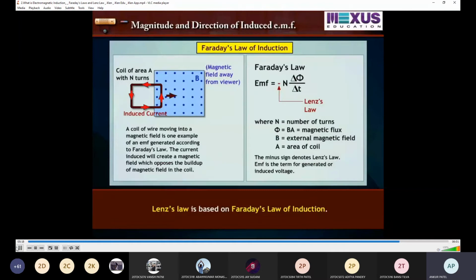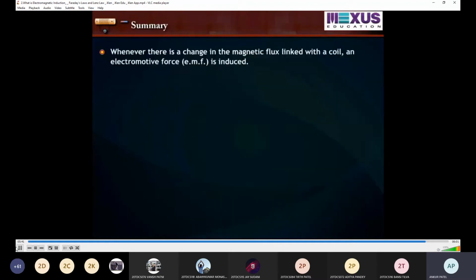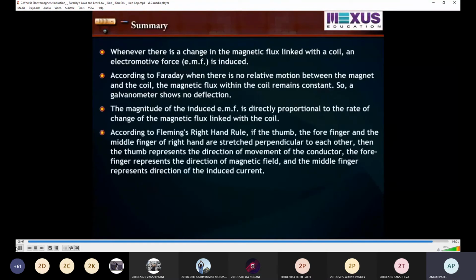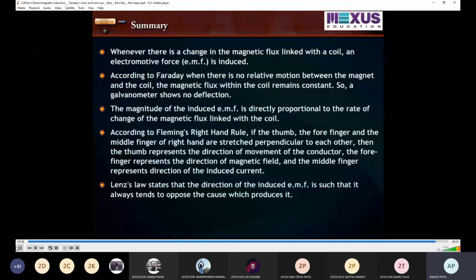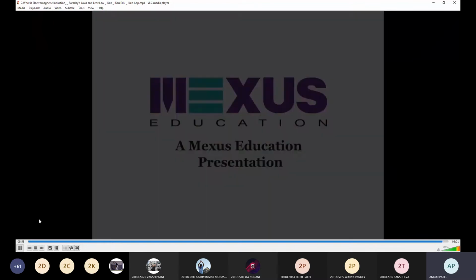Lenz's law is based on Faraday's law of induction. Lenz's law states that when an EMF is generated by a change in magnetic flux, according to Faraday's law, the polarity of the induced EMF is such that it produces a current whose magnetic field opposes the change which produces it. So I will show the next video, how this magnetic field opposes the change in flux, according to Lenz's law.